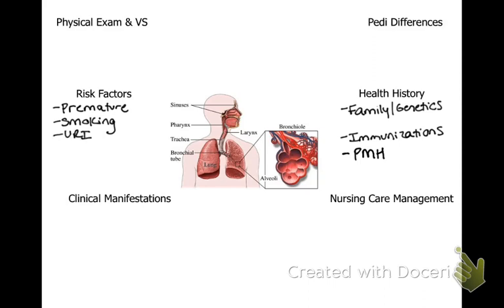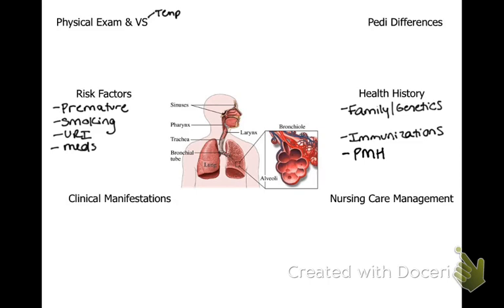Do they have any recent infections, like a URI, and are they on any medications? For adults, for example, if they're on narcotics, does it make their respiratory system slower so they're more susceptible to infection, things like that?